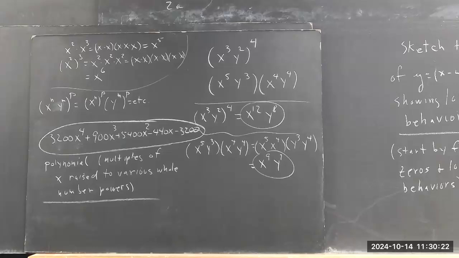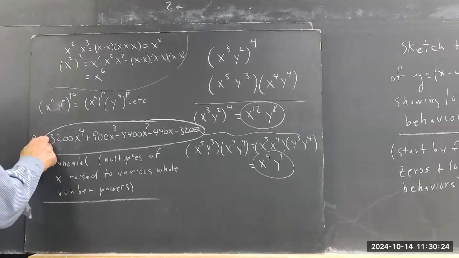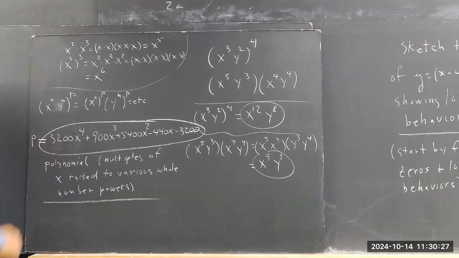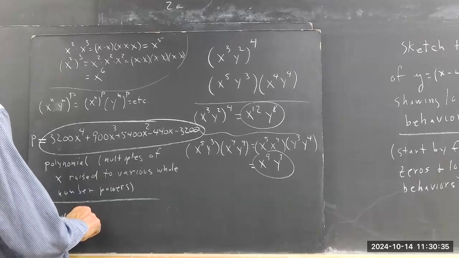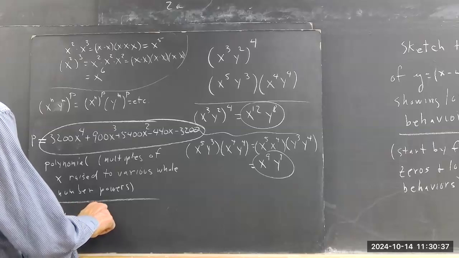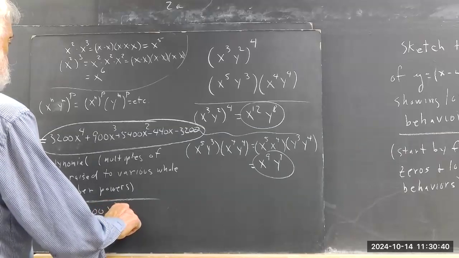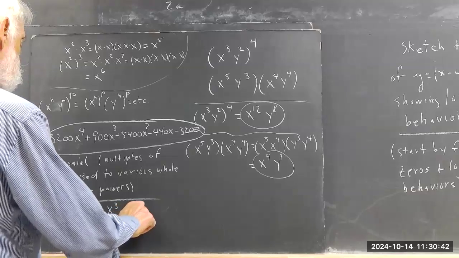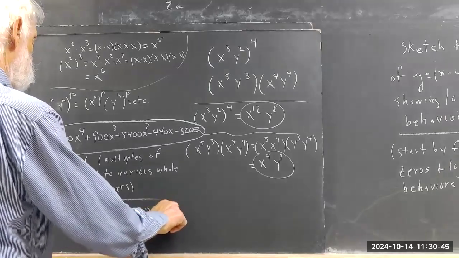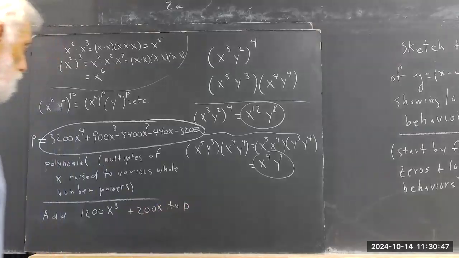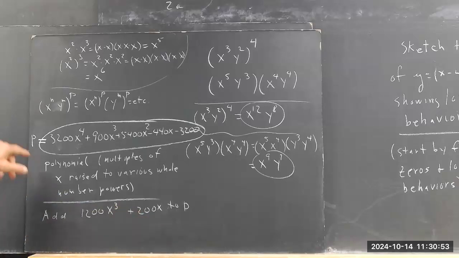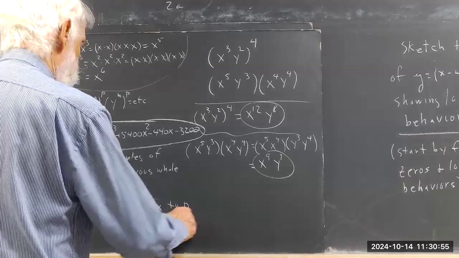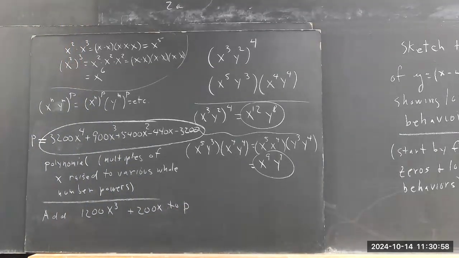Okay, well, let's take this polynomial. Let's call this polynomial P. And I ask, if I add 1200x cubed and 200x to P, which is our polynomial, what do I get?